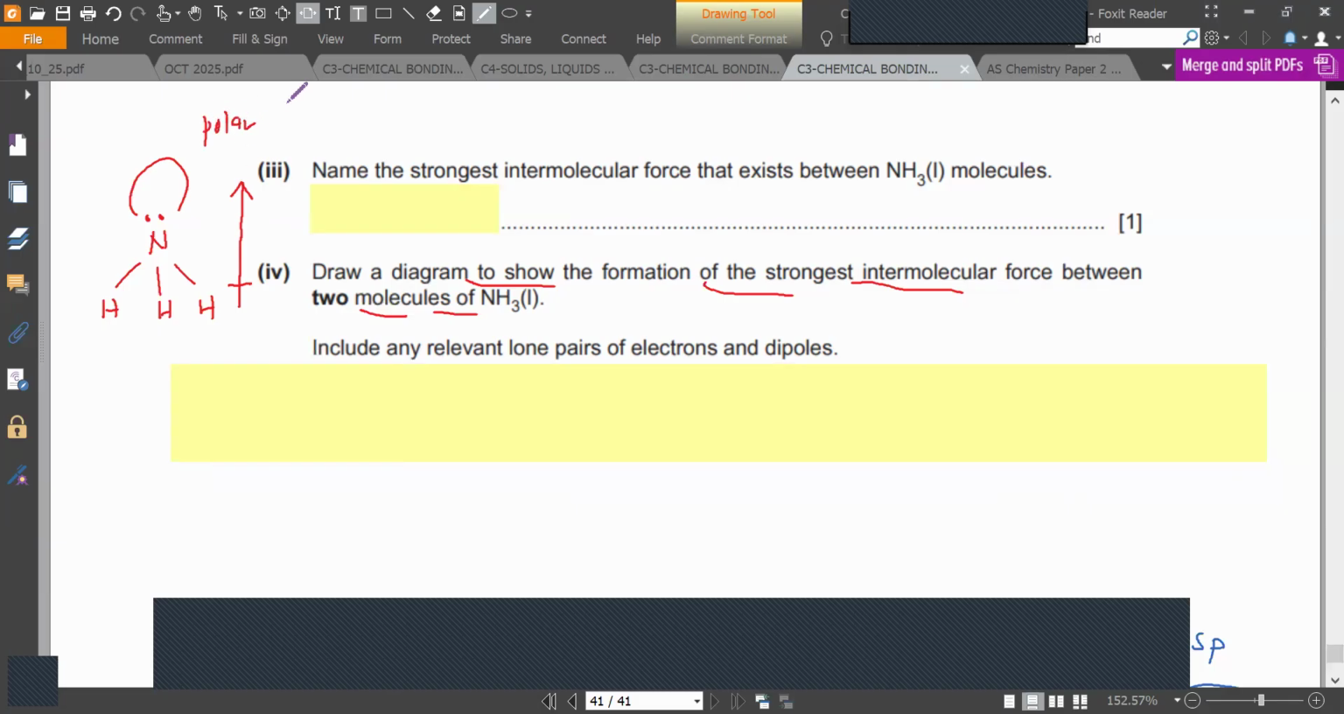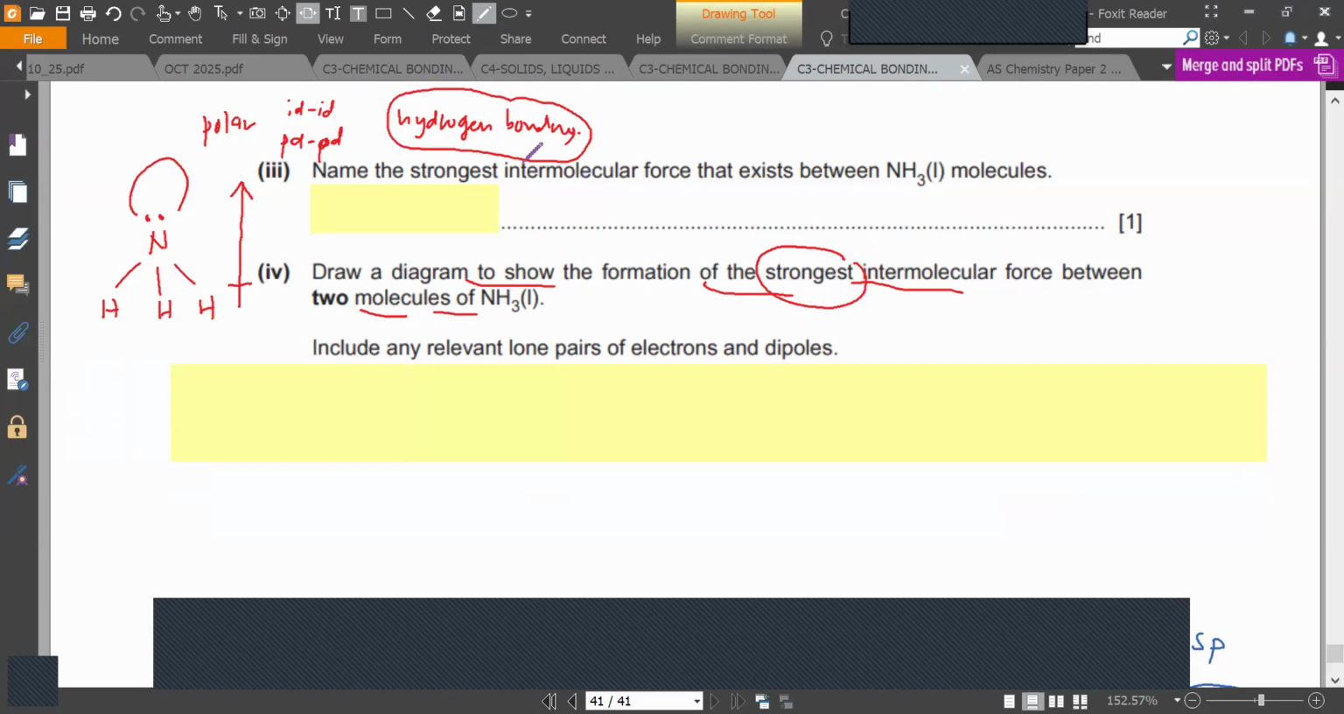So it will have ID. ID is present for all molecules. And then it will have a permanent dipole also. And then it will also have hydrogen bonding. So it has all three. But they are asking the strongest intermolecular force, so it's going to be the hydrogen bonding.